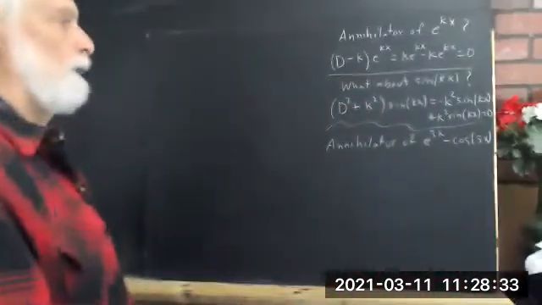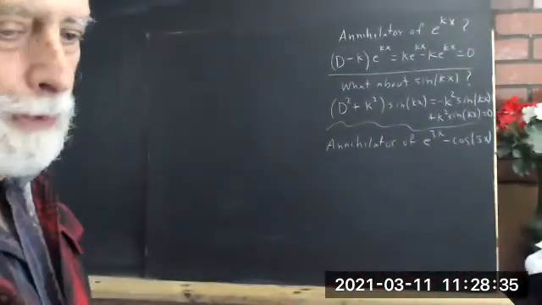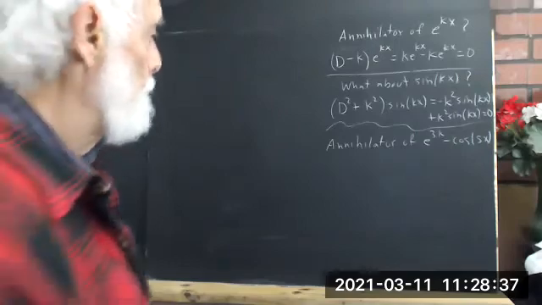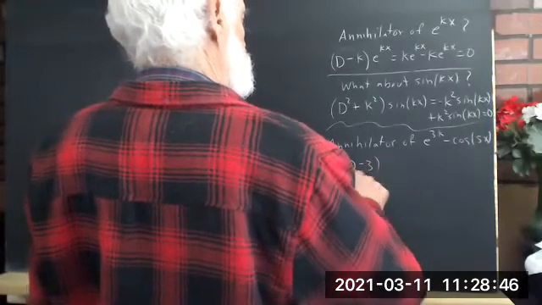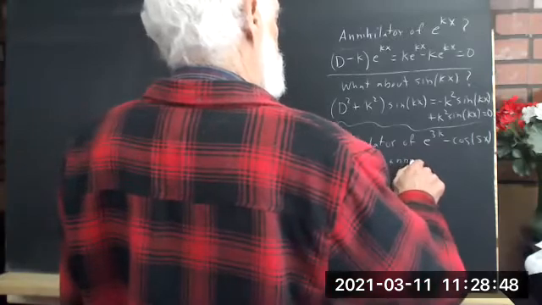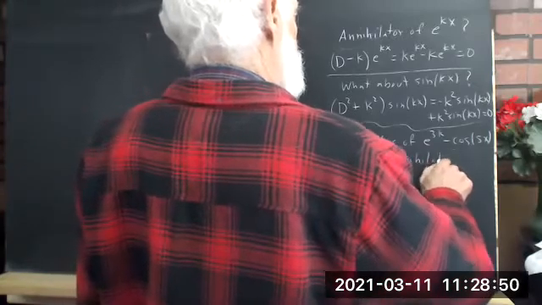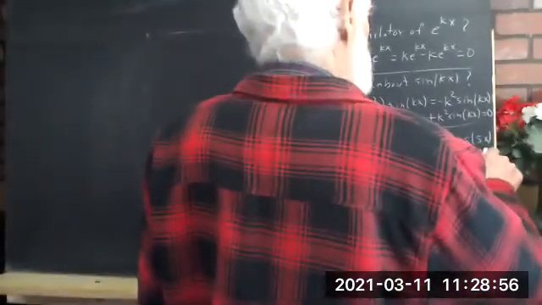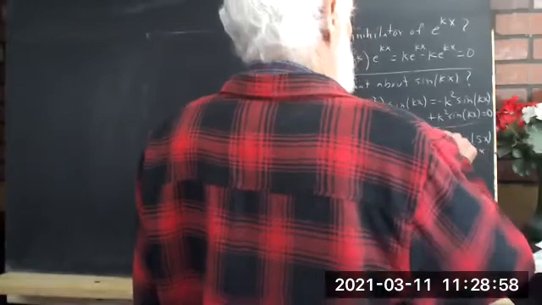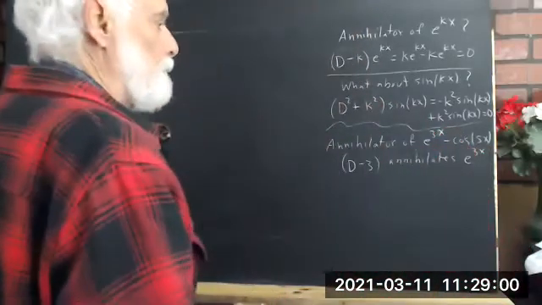What's the annihilator of e to the 3x minus cosine of 5x? Well, D minus 3 annihilates e to the 3x. Now I got k here, not x.